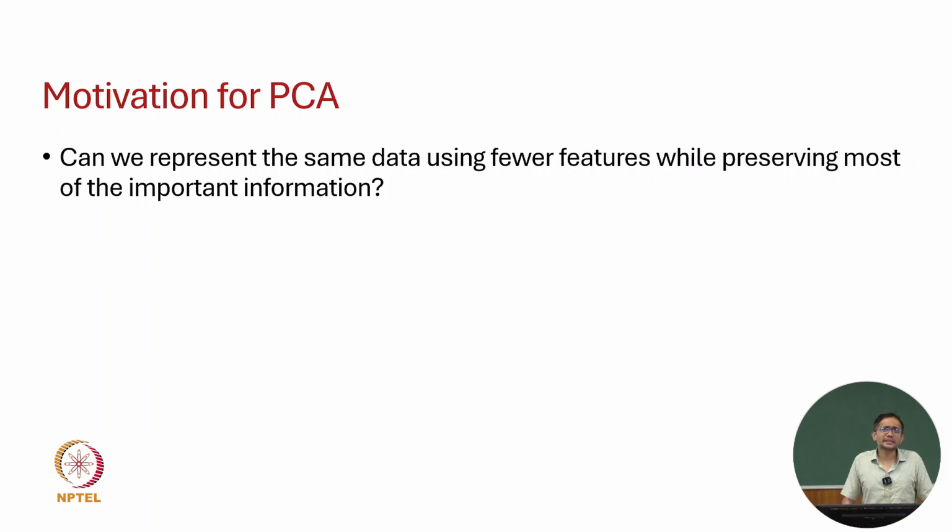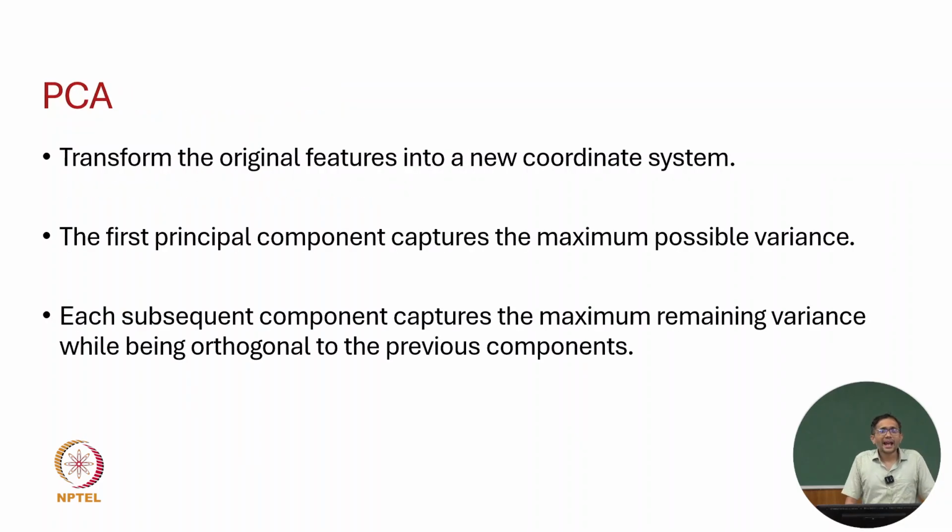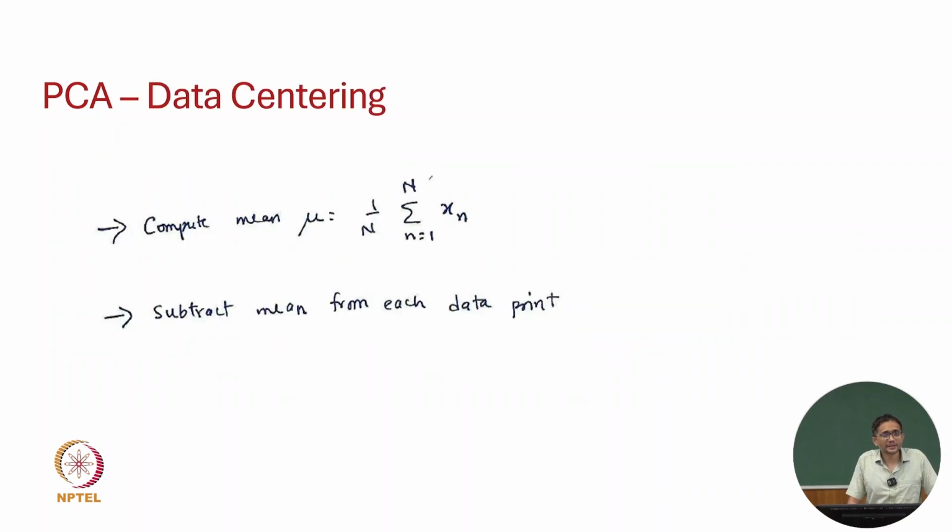The question that we would like to ask at this point is: can you represent the same data using fewer features while preserving most of the important information? And the answer to this is PCA, which transforms the original features into a new coordinate system. The first principal component captures the maximum possible variance. Each subsequent component captures the maximum remaining variance while being orthogonal to the previous components.